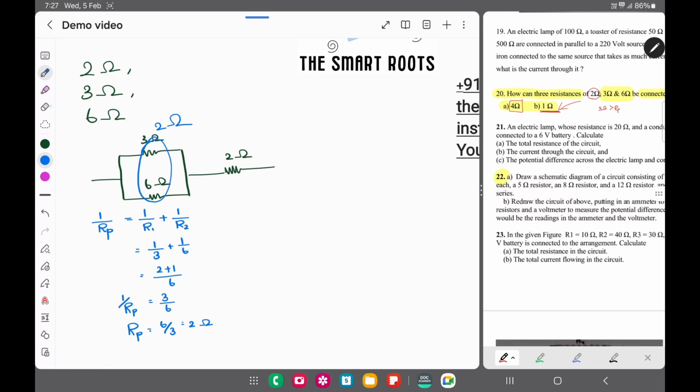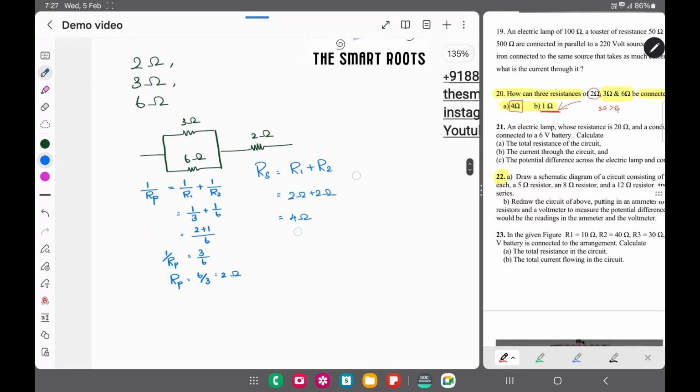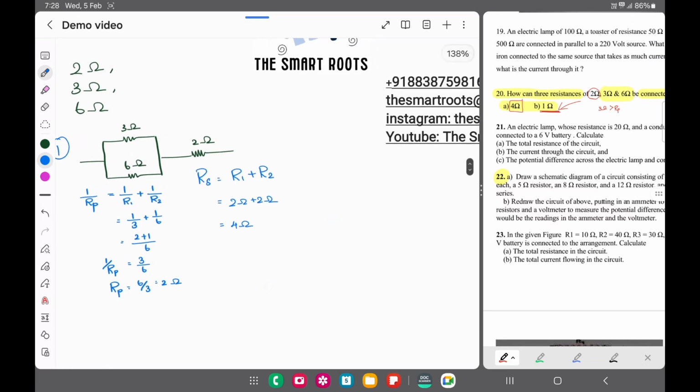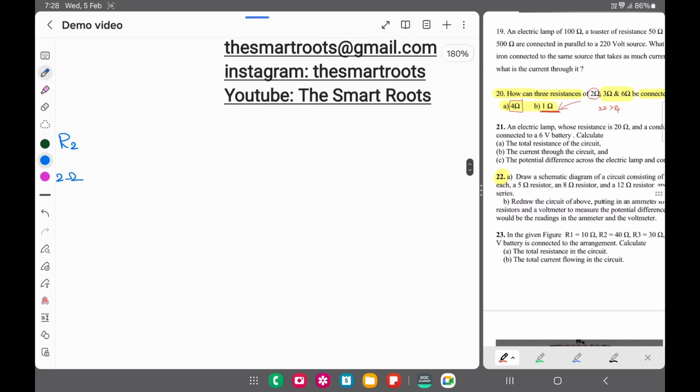Now this 2 ohm and the other one are in series, right? So what will the series combination RS be? It is directly the sum of the two individual resistances. So 2 ohm plus 2 ohm gives you 4 ohm. We got it. So the first combination is 3 and 6 in parallel, and to that, 2 in series. Next, the second condition, which we already discussed.